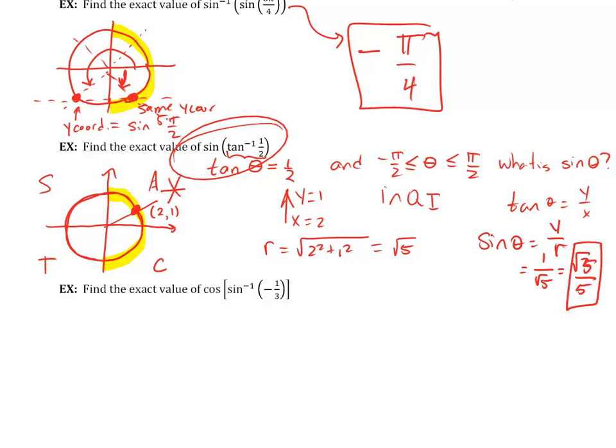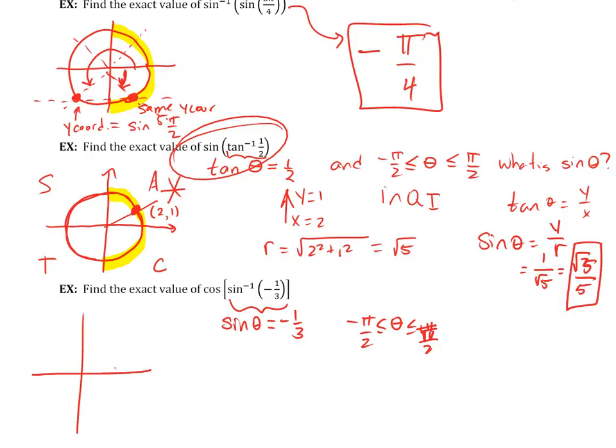So let's do the same thing again. What does this right here tell us? Sine inverse of negative 1/3 means sine of some angle is negative 1/3. Now, since we're looking at inverse sines, we know theta is between negative pi over 2 and positive pi over 2.